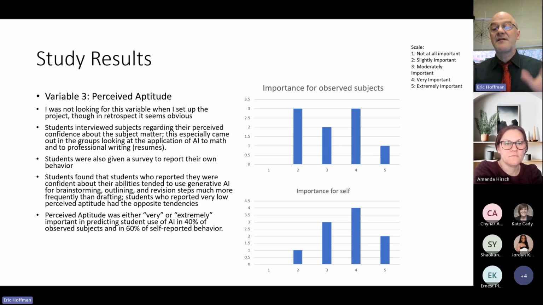We have about 40% rating it as either very important or extremely important. Notice that on the self-report, it's even higher than that. 60% report that the student's own feelings of confidence in their work are either very important or extremely important. And again, in retrospect, this should have been obvious to me, but I think it's a really important finding that reinforces the contexts in which students are able to either employ the tools productively or lean on them as crutches, right, to help supplement a real or perceived inadequacy on the part of the student.